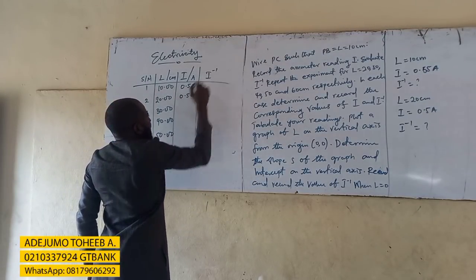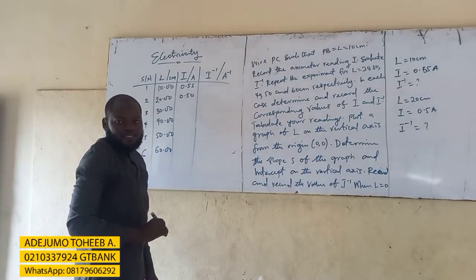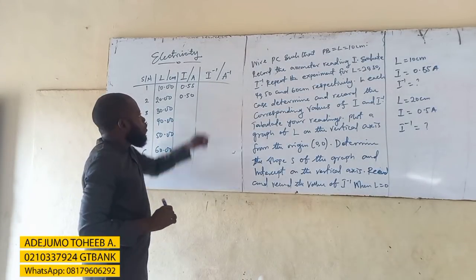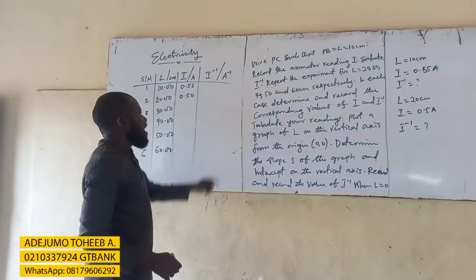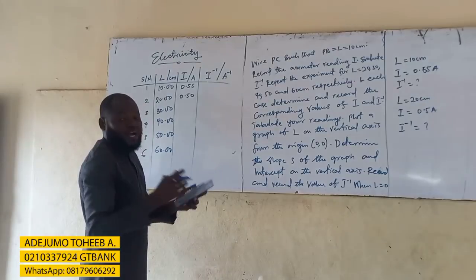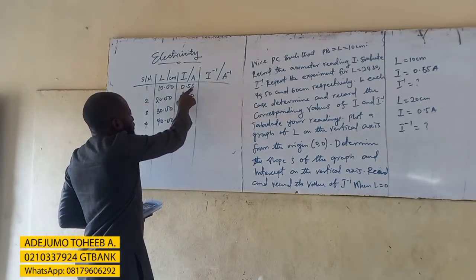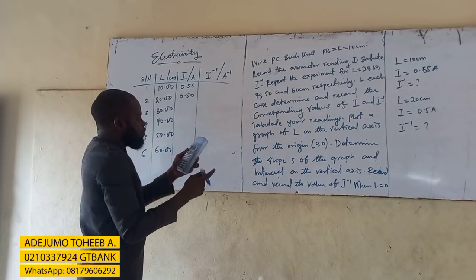We are going to continue with other ones now, but let's get this one also, which is I inverse. I inverse is going to be in ampere inverse. Are you getting this now? I inverse is the same thing as saying 1 over I. And that will be ampere inverse. So how do you get that? You get that with your calculator. This is 0.55. You say 1 divided by 0.55. Your result is what?